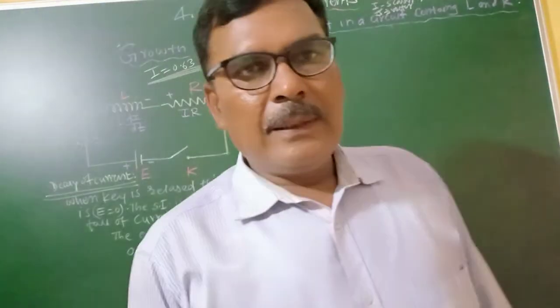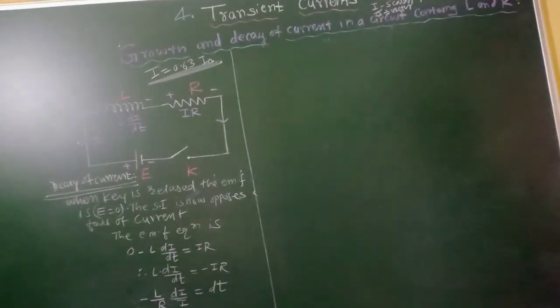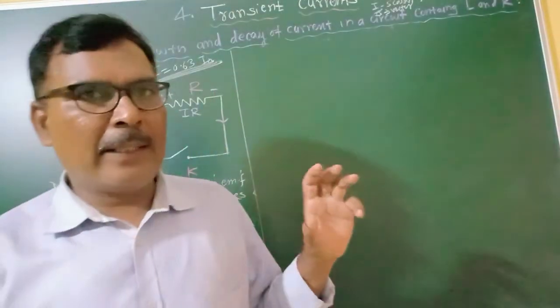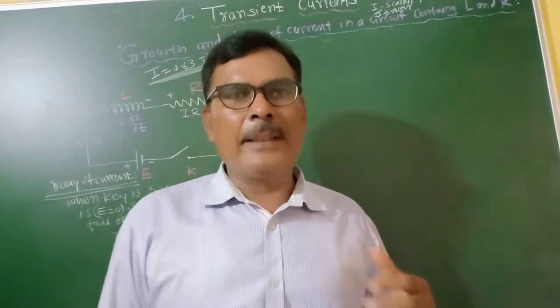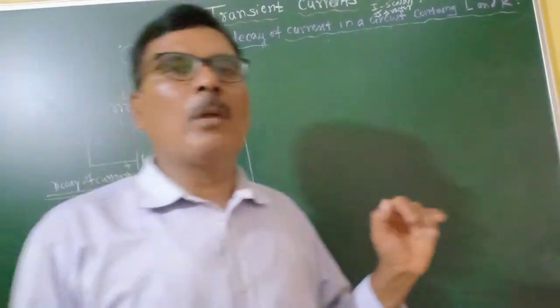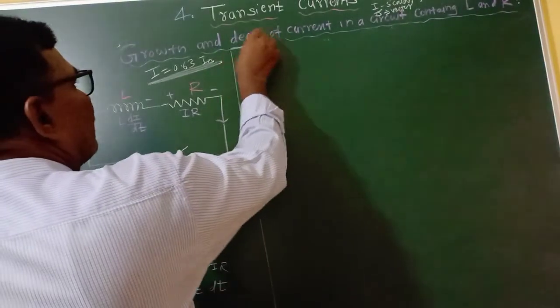Good morning, friends. In the last period, we studied the growth and decay of current in a circuit containing L and R. In that, we studied how the growth is formed in the LR circuit. Similarly, in today's lecture, we are going to discuss the decay, that is, the decay of current.